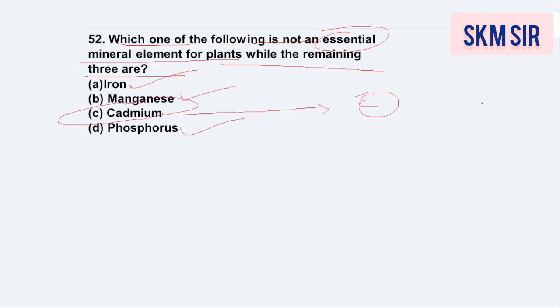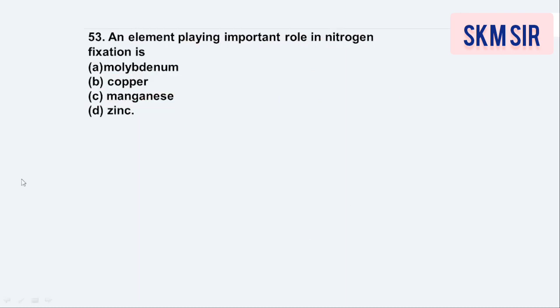So option number C will be our choice. Next question, that is 53rd. An element playing important role in nitrogen fixation. So what do you think? Nitrogen fixation. Yes, it is actually option number A, molybdenum, because it is important for the functionality of nitrogenase enzyme.